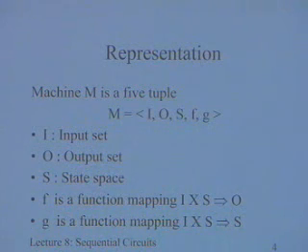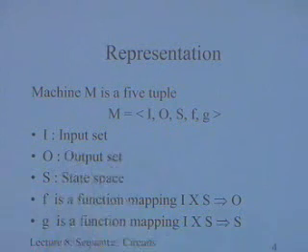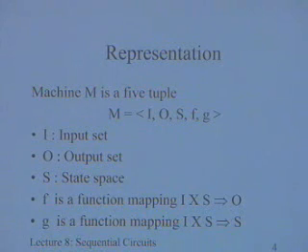Output, then again, you have some outputs coming. It could be a 1-bit output, 2-bit output, or it could also be a set of characters that you want to output, and it could again be encoded in some form. State is a state space. So this is the set of states which the machine can be in, and we will see how we define the states. Then we have defined two functions, F and G.